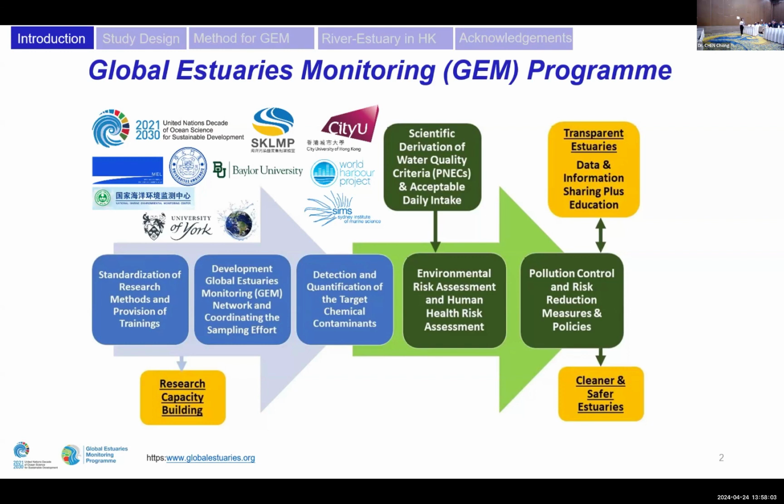Let's have the overview of the GM program first. We started by standardization of the research method and build a network of global estuary monitoring. And the aim is to create cleaner and safer estuaries for all of us.